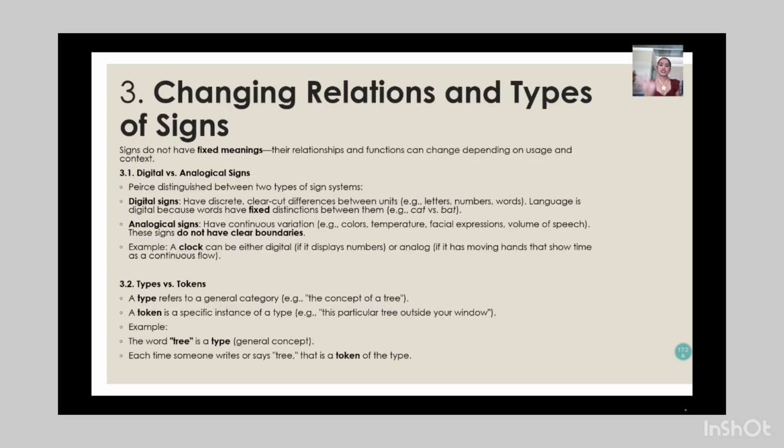Now, changing relations and types of a sign. This discussion also falls in the Peircean model. Signs do not have fixed meanings. Their relationship and function can change depending on usage and context.